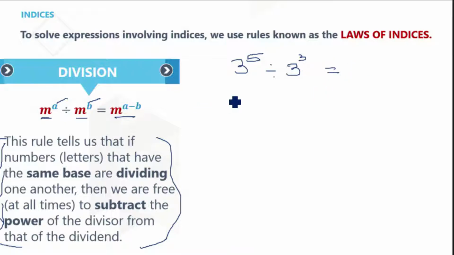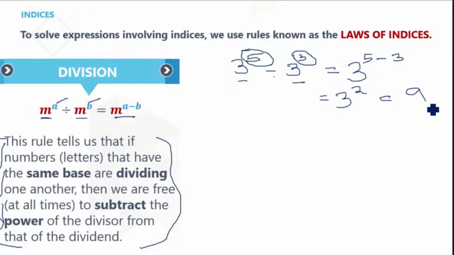Looking at this, you see that they have the same base, 3. So the number here is 3, and what do we do with their powers? The power of the divisor is 3, and the power of the dividend is 5. So we say 5 minus 3, and that is equal to 3 raised to the power 5 minus 3, which is 3 squared, and this is equal to 9. Now we're going to verify this.